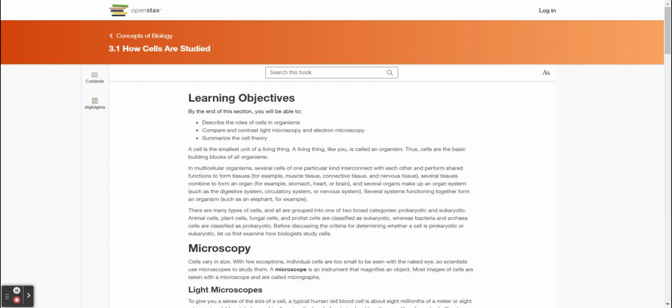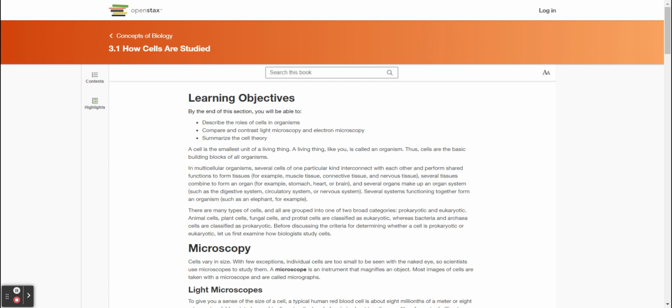Section 3.1, How Cells Are Studied. By the end of this section, you will be able to describe the roles of cells in organisms, compare and contrast light microscopy and electron microscopy, and summarize the cell theory.